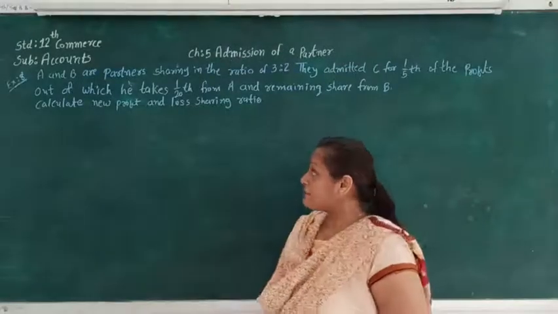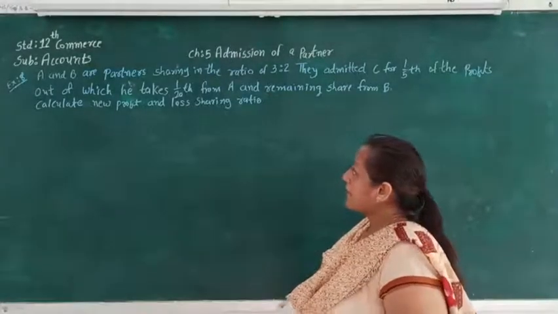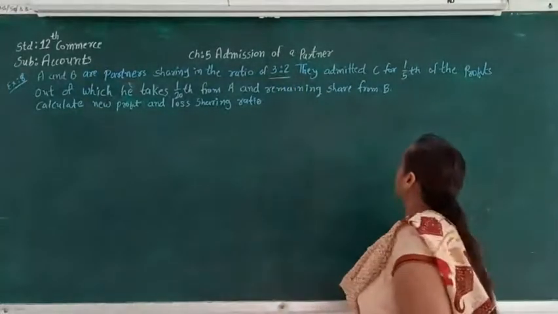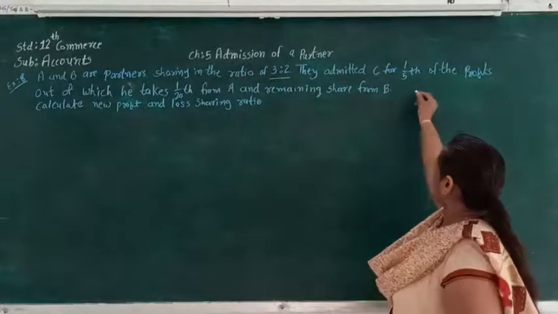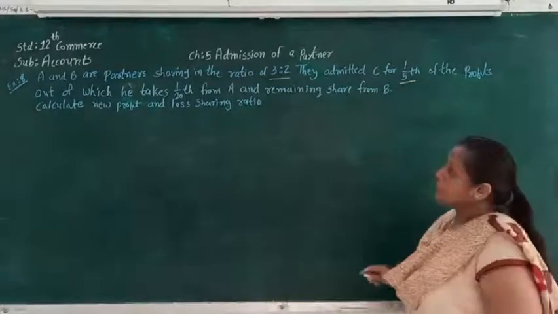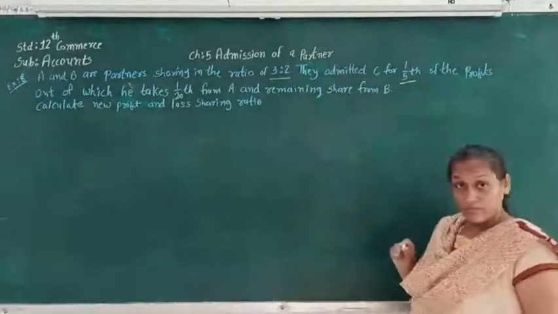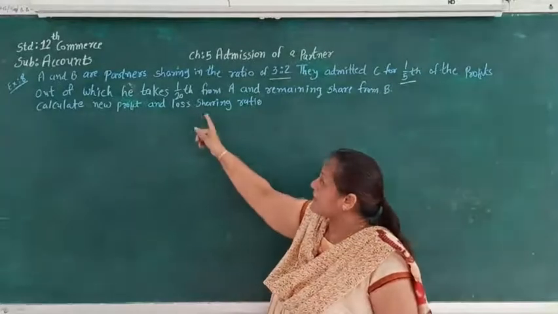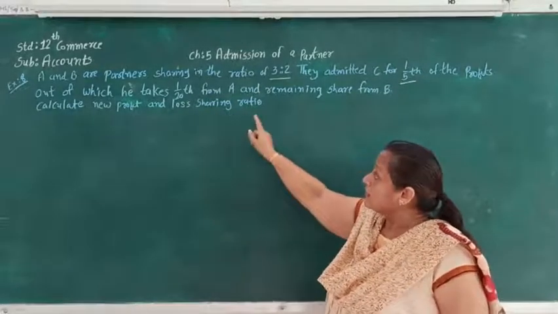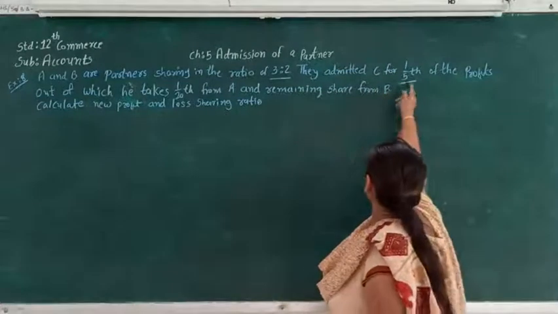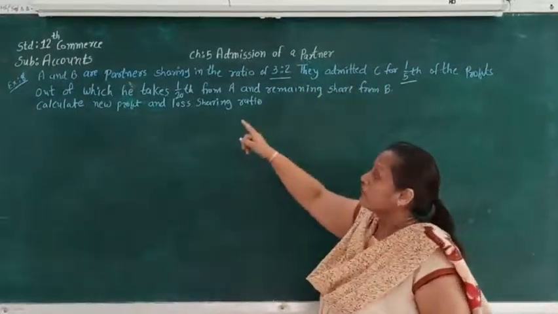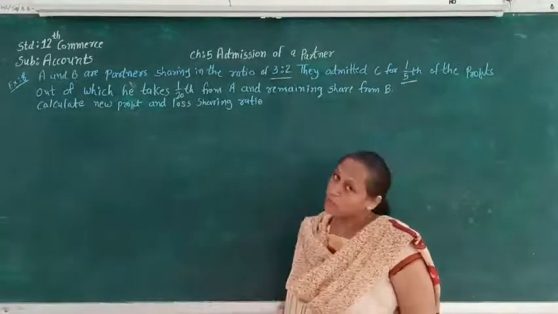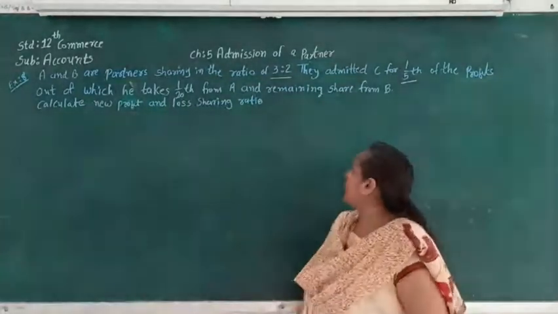Let's see example number 8. A and B are the partners sharing profit and loss in the ratio of 3:2. Their agreement is to admit C for 1/5 of the profit of the firm. So out of the 1/5 which he takes, 120 is from A. So whatever he is getting as 1/5, A is going to give 120. That means A's sacrifice is equal to 120 and the remaining is from B.